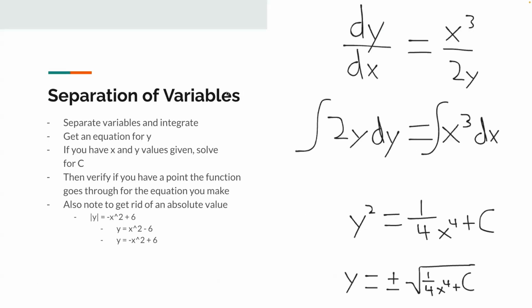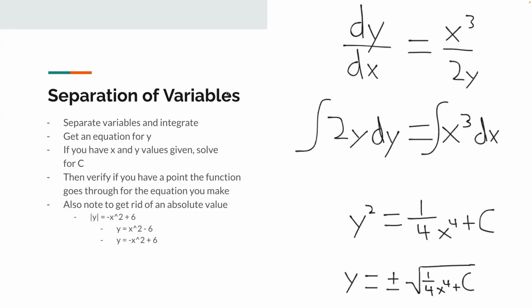Okay, now I'm going to go over separation of variables. So this is a pretty important topic. It helps us find an actual function from a differential equation. So in separation of variables, all we do is separate the variables and integrate, and then we'll get an equation for y. And we're going to have a c at the end, the constant. If we have the x and y values given, we can solve for c, and then we can get an actual definite function. At the end, be sure to verify that if we have the point, the function actually goes through the point for the equation that we get.